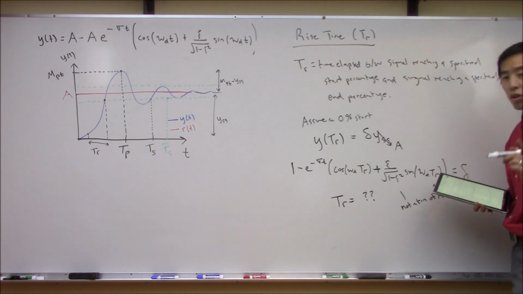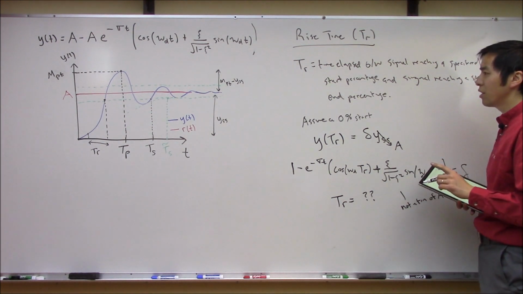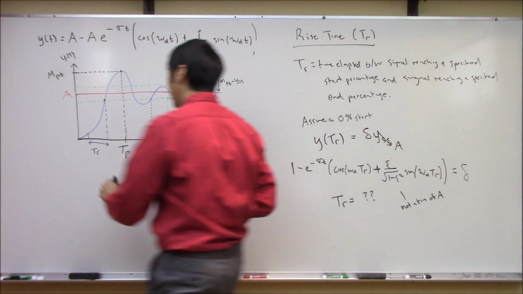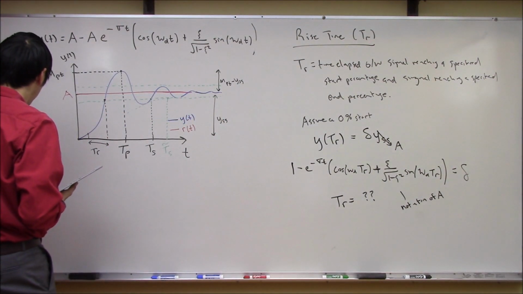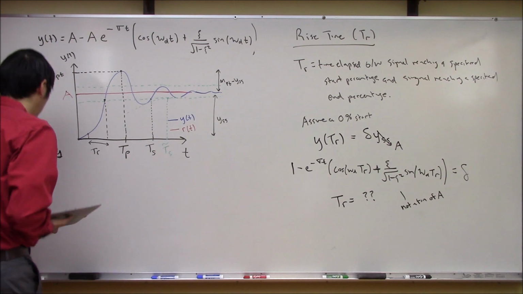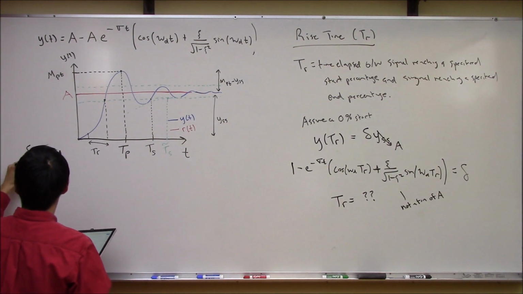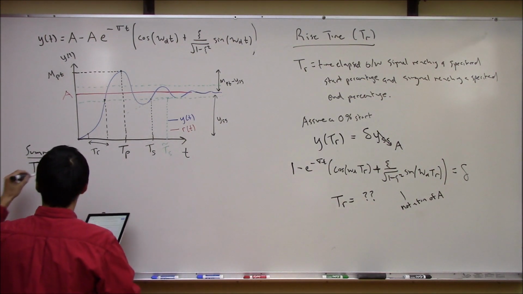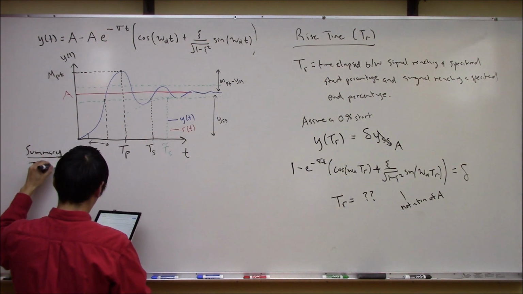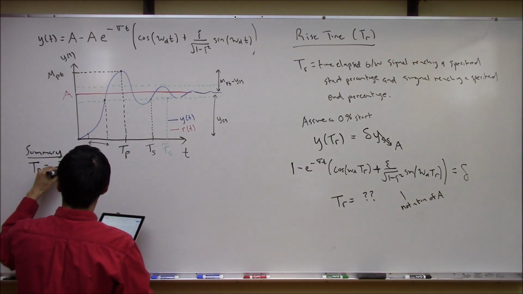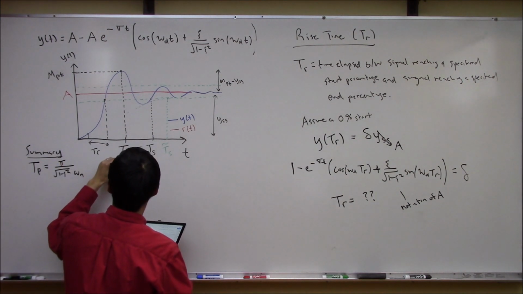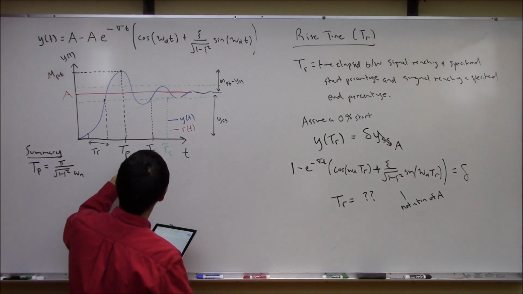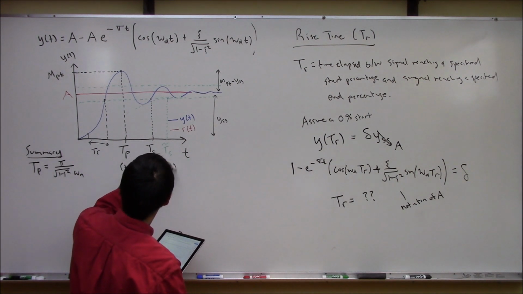All right, so you know what might be helpful now that we've got all of these things written down? Let's make a little table here, or a summary, of all of the different performance metrics that we derived today. So we talked about the time to the first peak, TP. That was given by pi all over square root of 1 minus zeta squared omega n, right? So this was time to first peak.